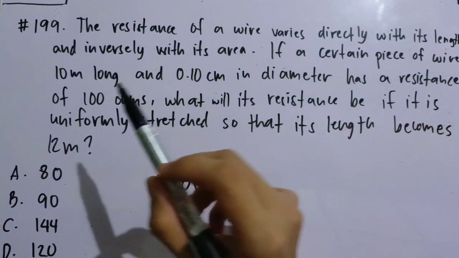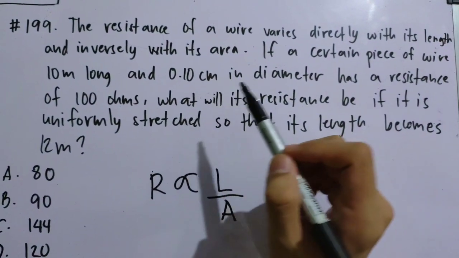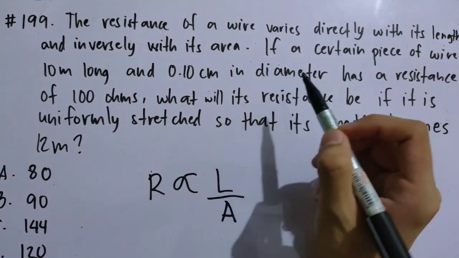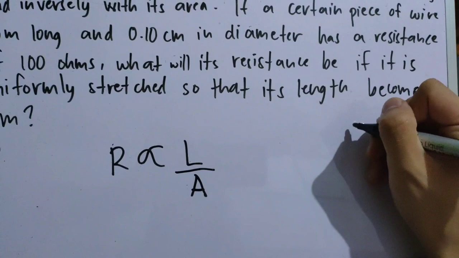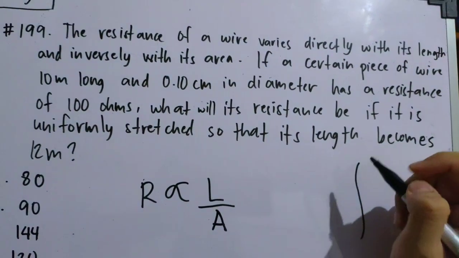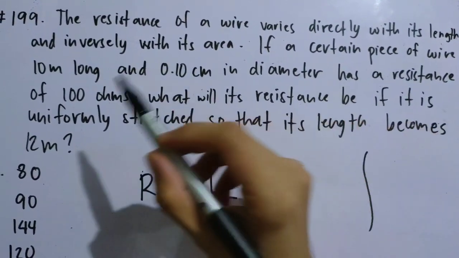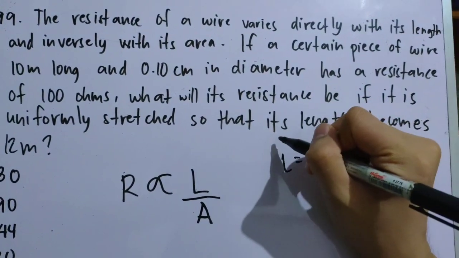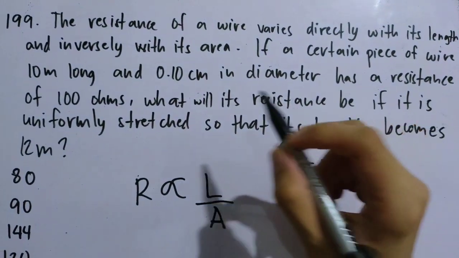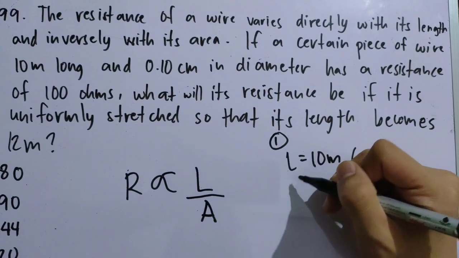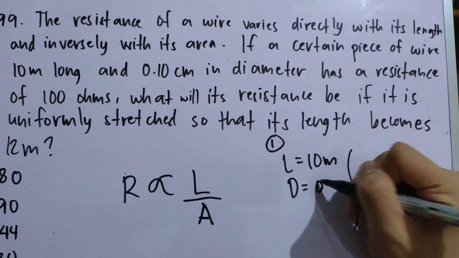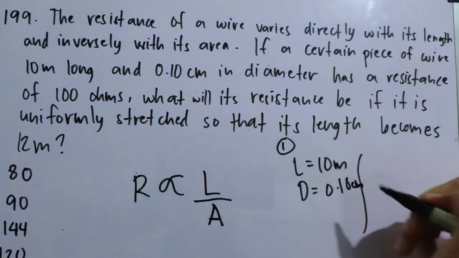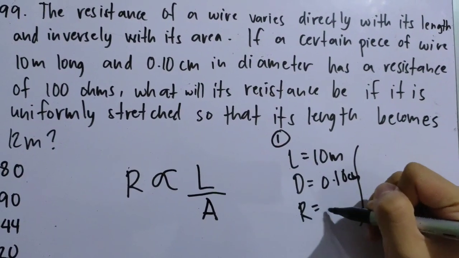If a certain piece of wire 10 meters long and 0.10 cm in diameter has a resistance of 100 ohms. So ito yung first condition. Yung certain piece of wire daw 10 meters long, so yung length niya is 10 meters long. Ito yung condition 1. Tapos, yung diameter niya, 0.10 cm. Has a resistance of 100 ohms. So, yung resistance niya is equal to 100 ohms.